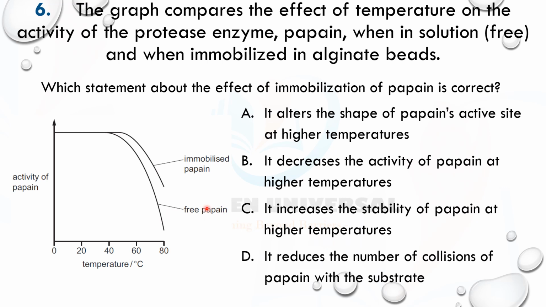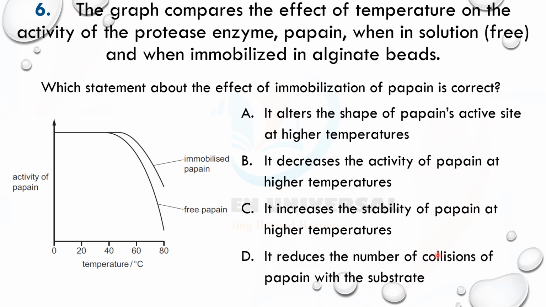This is correct. Remember that if the enzyme is immobilized by alginate, the alginate forms a protective coat around the enzymes and prevents more hydrogen bonds from being broken due to high temperature. Then the enzyme becomes more thermostable. So immobilization makes the enzyme more thermostable. They are resistant to higher temperature because the alginate protects the enzyme. So C looks like the answer.